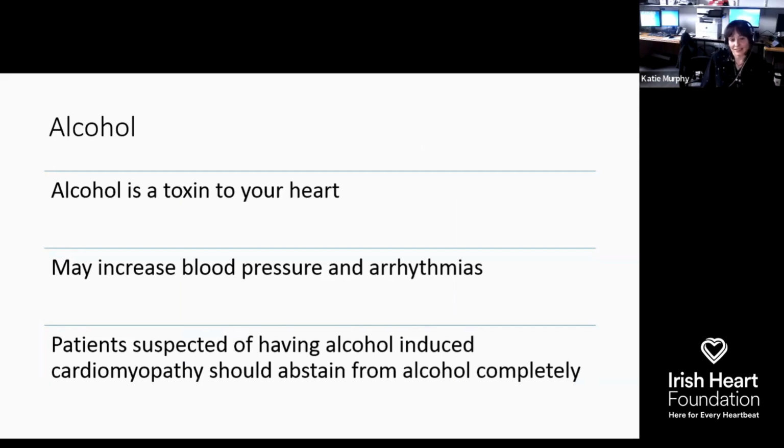So alcohol is a toxin to your heart. It can be the primary cause of heart muscle problems, but it also increases stress on your heart. In general, the recommendation for people who have a cardiomyopathy is to limit alcohol as much as possible. And if there is any question of alcohol being a player in the cause of your cardiomyopathy, you should absolutely abstain completely, because you're just continuing to give that insult to your heart and attacking the heart muscle. So if at all possible, abstinence is best, but definitely everything in moderation and minimization.